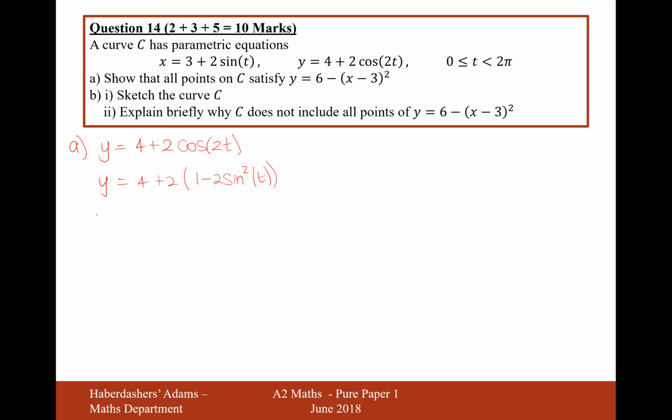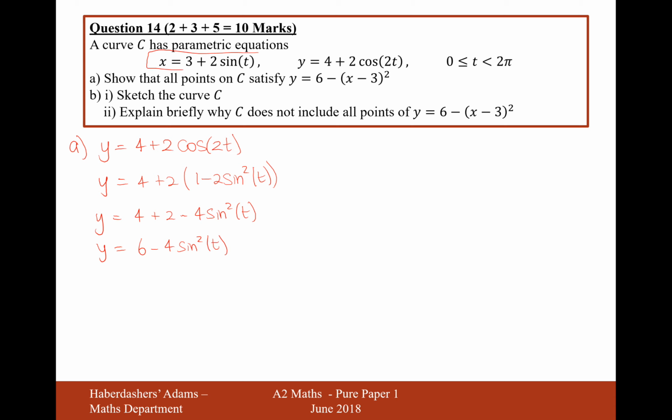So after doing that, let's expand the brackets. 4 plus 2 minus 4 sine squared t. And now I can put sine into this expression here. Let's just simplify a little bit more. 6 minus 4 sine squared t.